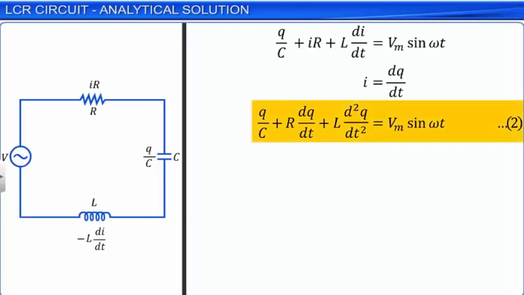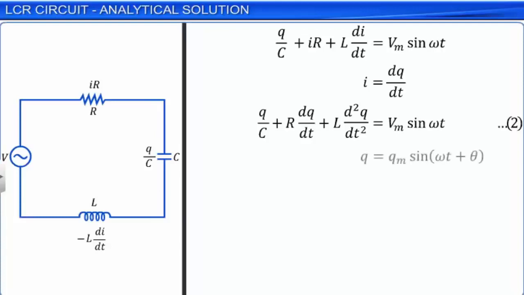As the three circuit elements, the resistor, the capacitor, and the inductor, are in series, the current through them is the same in amplitude as well as in phase. Let us now assume a solution for equation 2 as q is equal to Qm sin(omega t plus theta), where Qm and theta are constants. Qm is the maximum charge on the capacitor. Then, we have i equal to dq by dt is equal to Qm omega cos(omega t plus theta).